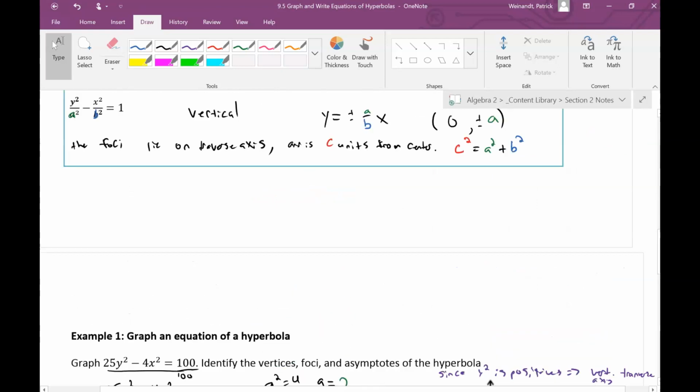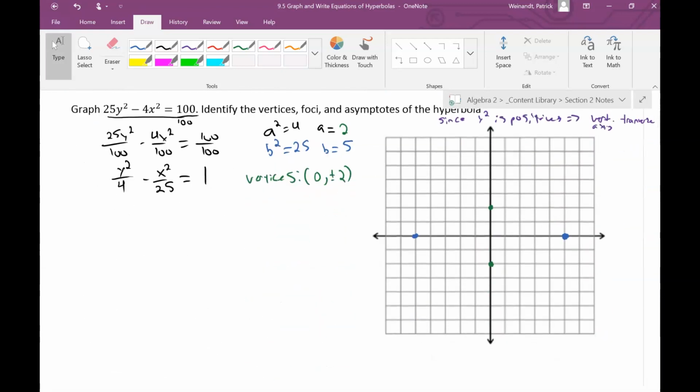Our foci we have to find, and that's where we use the equation from above. If you want to scroll up and look at your notes, or look up on the page of your notebook. We can find the foci by finding some c value, and we know that c squared equals a squared plus b squared. We just plug in our values. Well, 2 squared is 4, plus 5 squared is 25. So c squared equals 29, or c is the square root of 29.